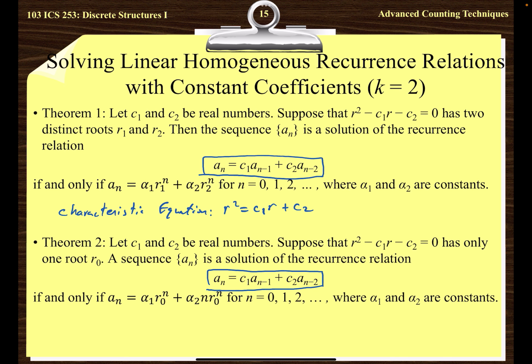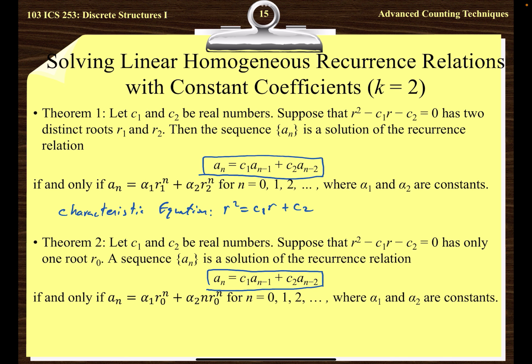Now I have alpha 1 and alpha 2. What are they? They are constants. How are we going to get them? From the initial conditions. The initial conditions are when I tell you, for example, an equals an minus 1 plus an minus 2, then a0 equals something, a1 equals something.